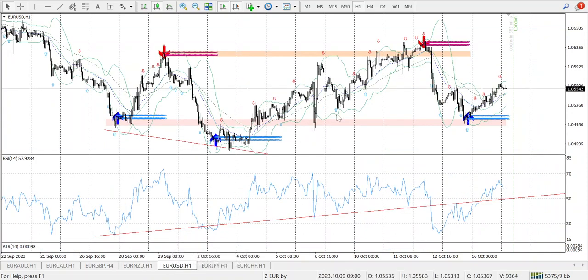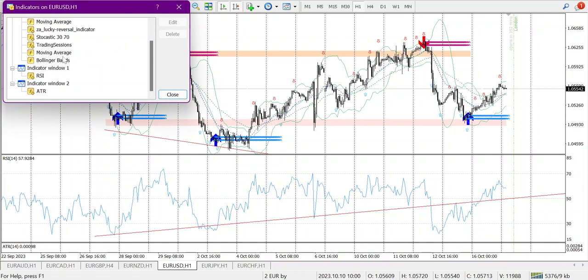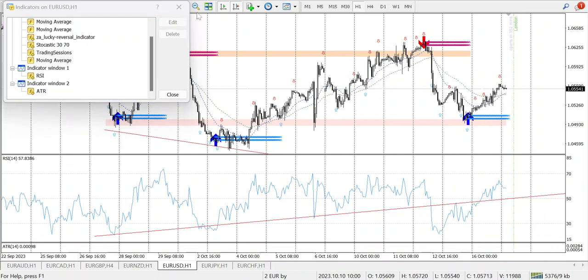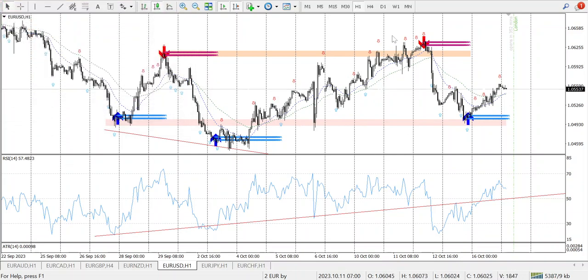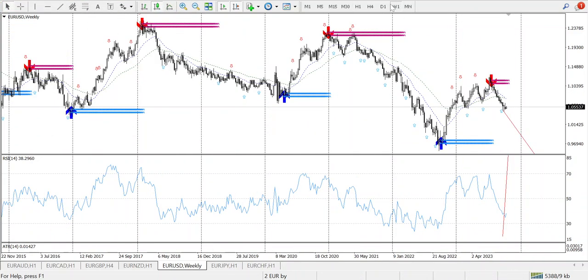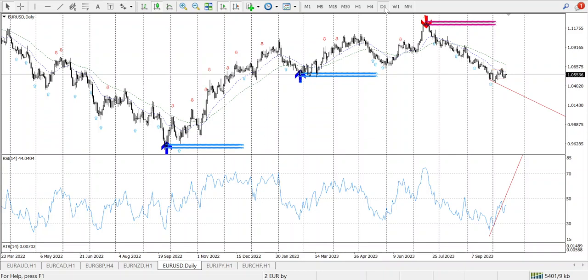Euro USD. Weekly, it was uptrend, now it has become a downtrend because it has broken the last lower high and the lower low. So it is a retracement left zone from where it can go up, and instead it has shown a bullish engulfing.